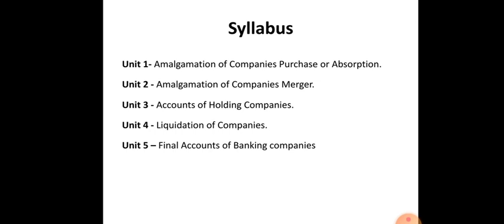For this purpose there are 5 conditions. If it satisfies these 5 conditions, then we have to assume that the problem is on amalgamation of companies in the nature of merger. If the 5 conditions are not satisfied, then we have to identify or assume that the problem is related to amalgamation of companies in the nature of purchase. If it satisfies the 5 conditions, then it will be the merger, and if it does not satisfy, then it will be the purchase, or the absorption method. So that's why we will see both the units at a time.